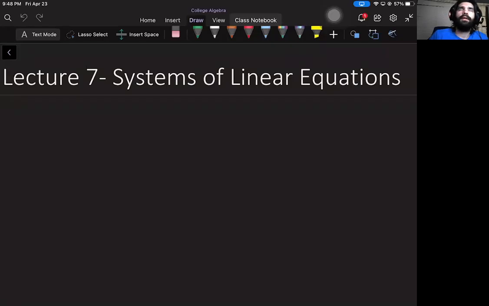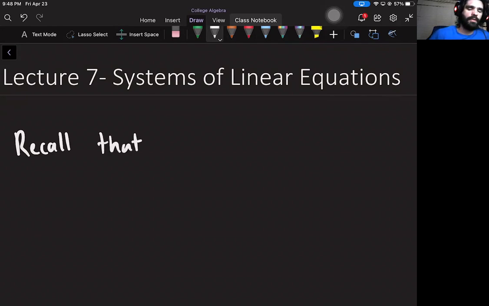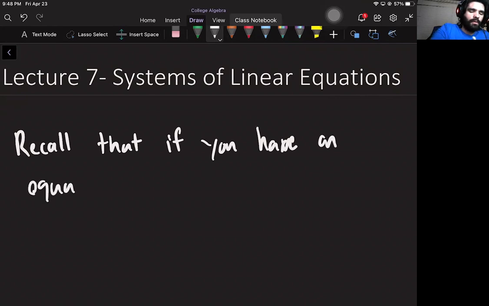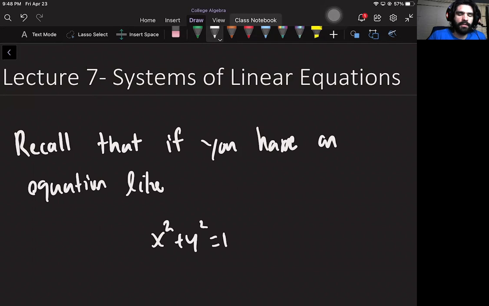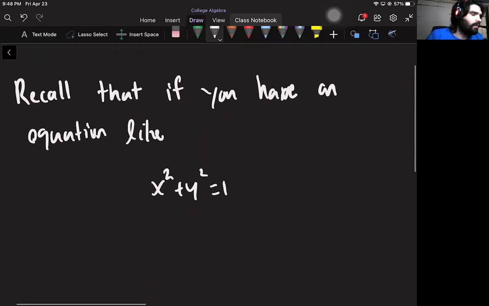Okay, class, welcome back. Today is lecture 7, and we are talking about systems of linear equations. Let's get started. First thing I want to remind you about is what it means for something to be a solution for an equation. Recall that if you have an equation, maybe something like X squared plus y squared equals 1. Not necessarily linear or anything, just any old equation.